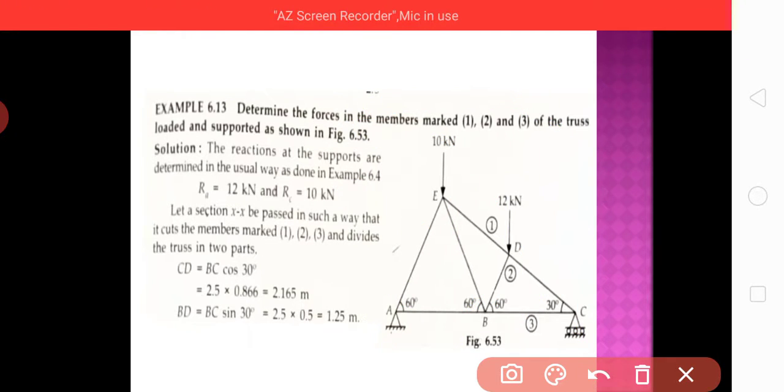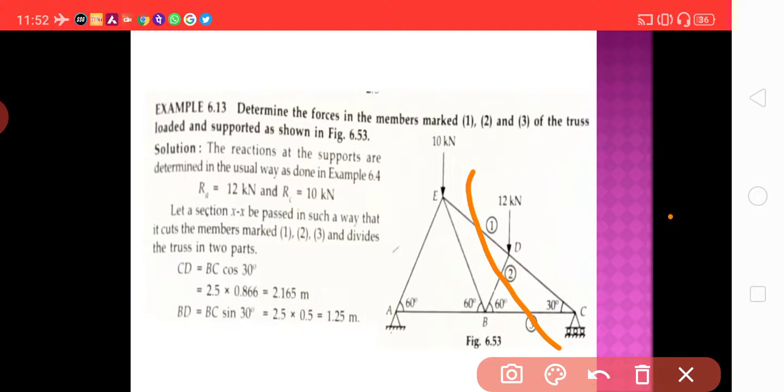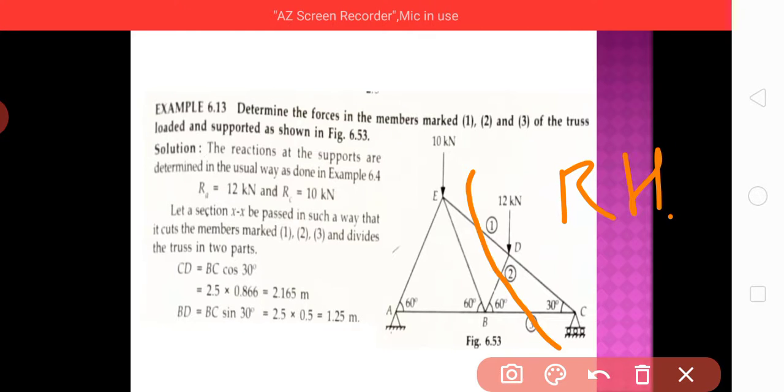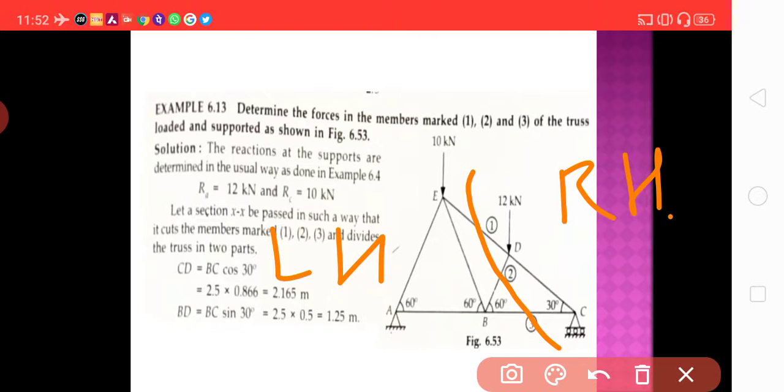Let a section XX be passed in such a way that it cuts the members marked 1, 2 and 3 and divides the truss into two parts. That is, this is cut like this. Then this is the right hand part, this is the left hand part of the truss.